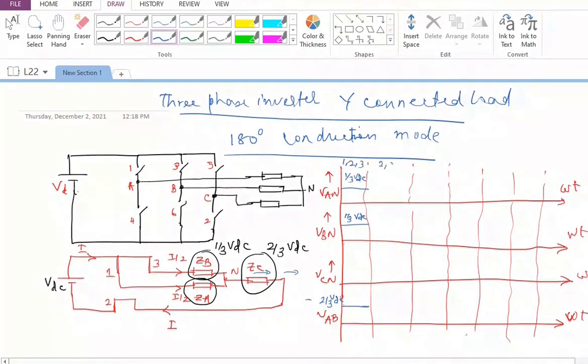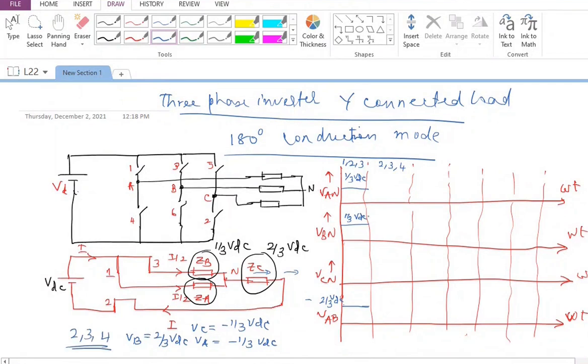The next one is going to be 2, 3, 4. And if it is 2, 3, 4, please note here 2 of them are positive devices, 1 and 3, whereas here 2 of them are negative devices, which are 2 and 4. So I'm going to have them sharing. Actually 2 is corresponding to VC and 4 is corresponding to VA. Both of them are going to have minus 1 by 3 VDC. And VB, which is the only positive device corresponding to 3, that is going to have 2 by 3 VDC. So this is the combination corresponding to 2, 3, 4.